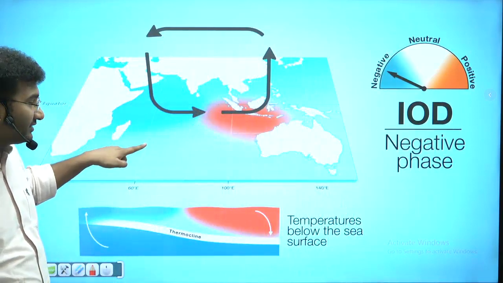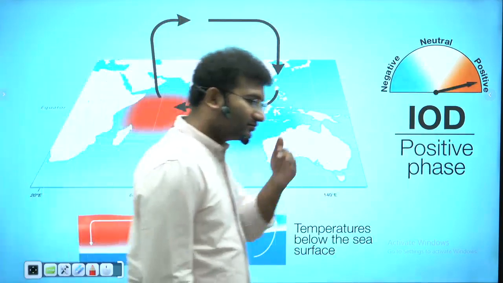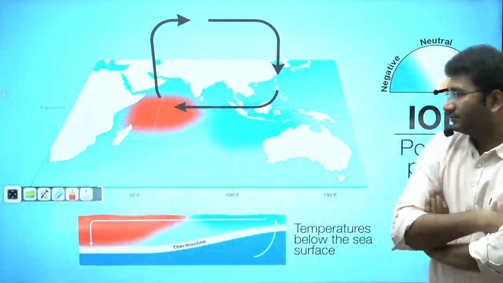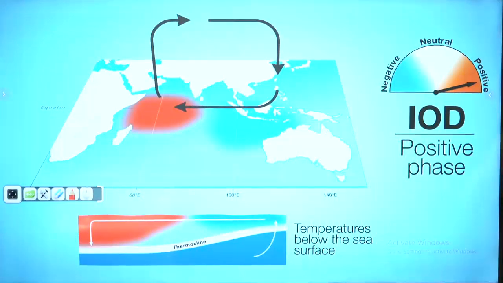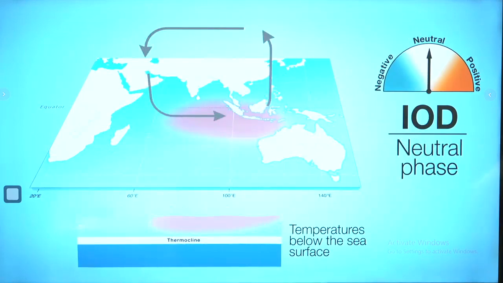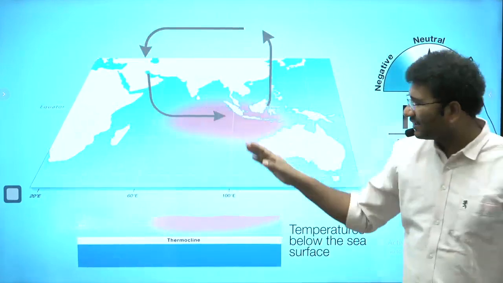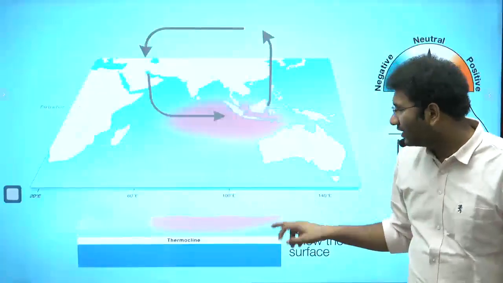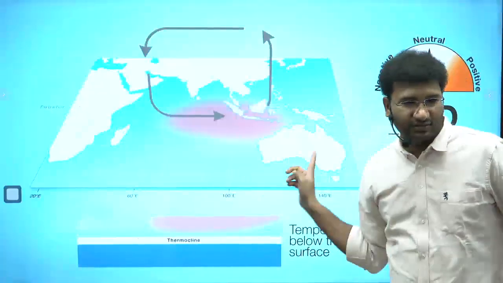But look at the exact opposite of this. Look at the thermocline. So this is positive. This is negative. Usually neutral, in the sense we just drew the diagram for namesake, it is not correct. It should not be warm here. Your thermocline is normal. This is called neutral.